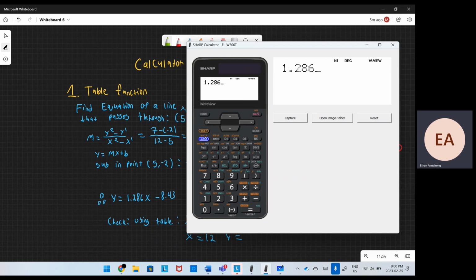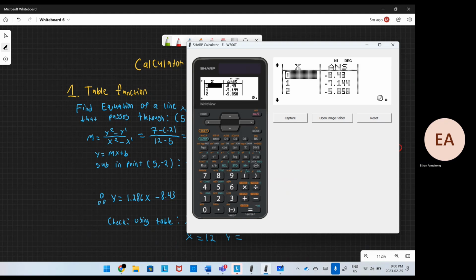So we'll do 1.286, and then to enter an x, we hit alpha, then hit x, and then we have to do our b, so minus 8.43, and then to enter that, we hit equals. We don't want to enter a second function in, so we're just going to hit equals again. And now it's going to ask us for our step. The step is basically the increment, but we're just going to keep it at 1, so hit equals. And then it'll give us this useful table here.